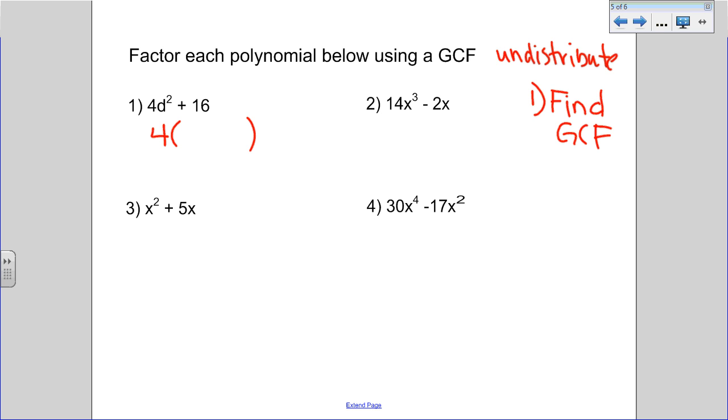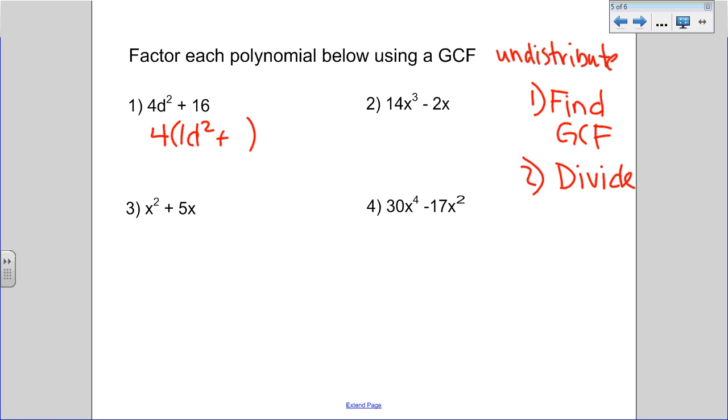So now, ladies and gentlemen, once we said they had no d's in common, your only greatest common factor is 4. So now, if you notice I've set up parentheses. Your step after finding the GCF is to divide, because that's what a factor does, right guys? It divides. So what's 4 divided by 4? 1. And so this is going to be 1d squared.